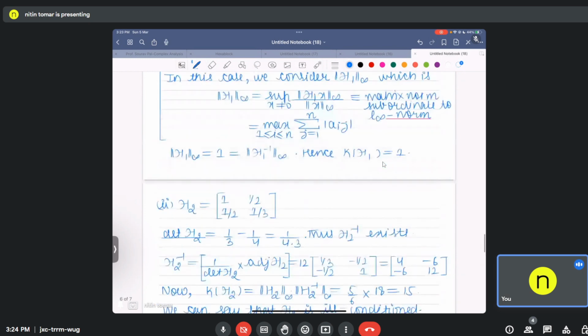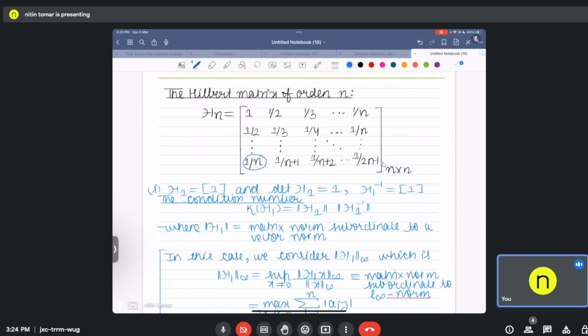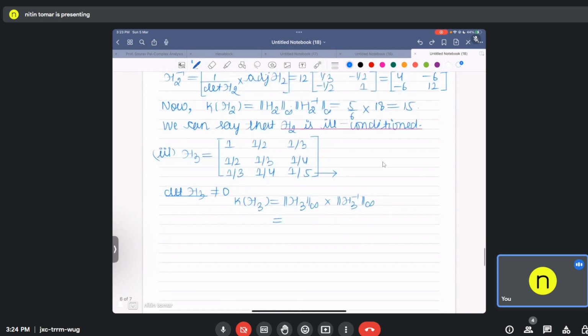Because when we are defining this, here you have the largest entry from each row. I hope you get my point. This 1 by n, so you just check this. So it will be 1 by 3 plus 1 by 4 plus 1 by 5 times the norm of the inverse, and then it will be something that you need to calculate. So you just compute the condition number of this.